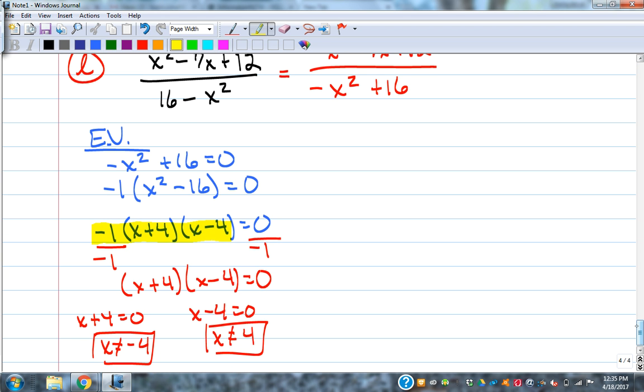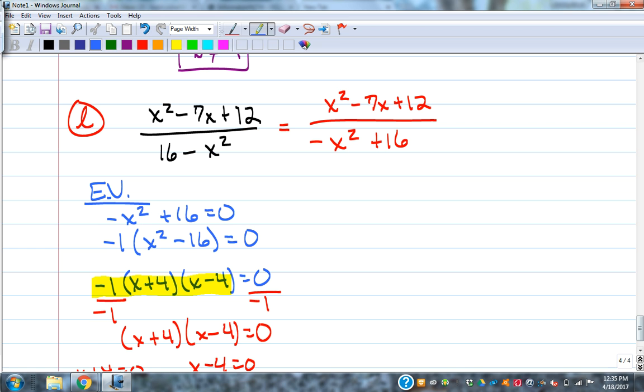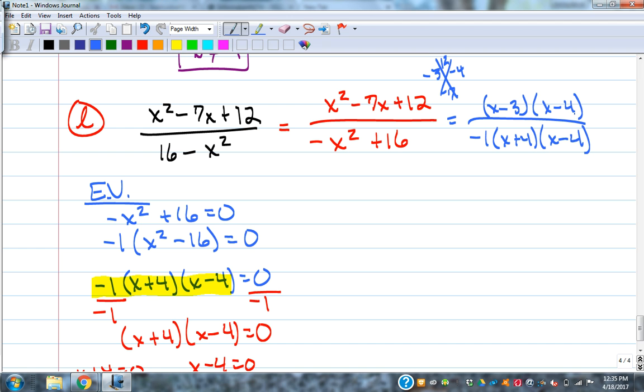So when you go up here to your factoring of the original problem, you're going to have -1, x plus 4, x minus 4. And then in the numerator, we need something that multiplies to be 12 and adds to be -7, which would be what? -3 and -4. So that's x minus 3, x minus 4. And then cancel out the part that cancels. And there's x minus 3 over -1, x plus 4. And just leave it in the factored form like that on the denominator. And that's it.